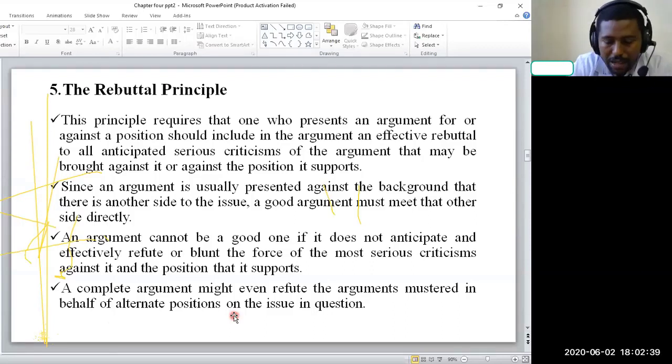As an arguer in every discussion, we must be able to forecast or anticipate the possible stress criticism against our arguments. We must make it open for criticism, not by making it personalized criticism, but constructive criticism of the idea, not the person. Since an argument is usually presented against the background that there is another side of the issue, a good argument must meet the other side directly. An argument cannot be a good one if it does not.